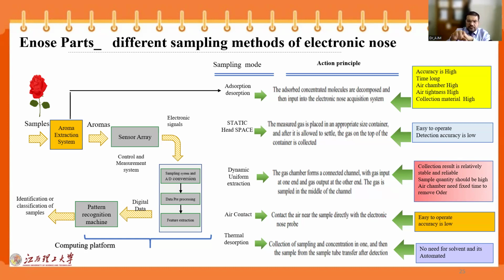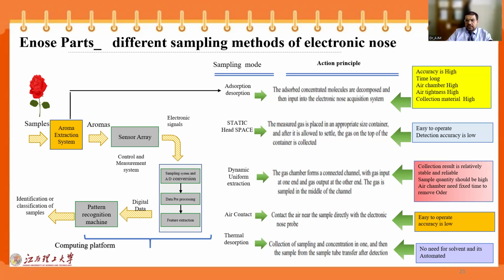There are some features for each of these sampling methods that I tell you. I will not go much more inside them because it will take more time. But roughly, the adsorption method is very accurate, but it takes more time for us. You can imagine that for a security job, maybe it will not be very good because it will take a long time. The static headspace one is easy, but the accuracy is low. Then again, for the security job, maybe we have some problem.